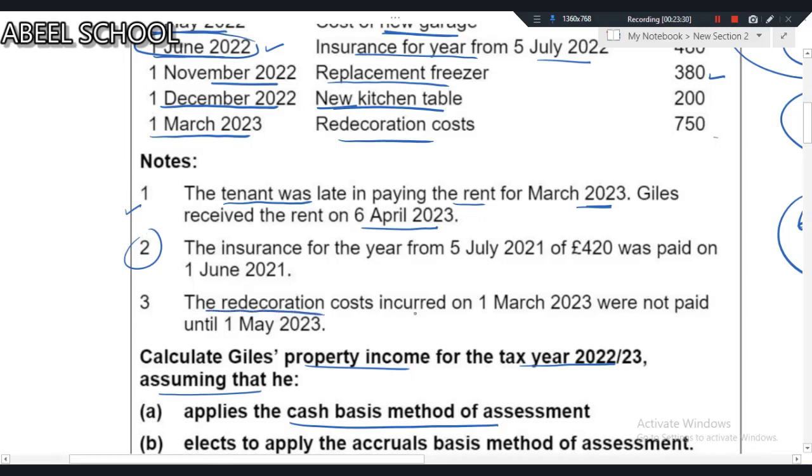The redecoration cost is a revenue expenditure incurred on 1st March 2023 but not paid until 1st May 2023. So 750. This redecoration cost is accrued on the individual, but actually this 750 was paid on 1st May 2023. And logically, 1st May 2023 does not fall in the relevant tax year 22-23. Actually, it falls in the relevant tax year 23-24. Since the redecoration cost was paid after the tax year 22-23, that is why 750 will not be taken on cash basis.